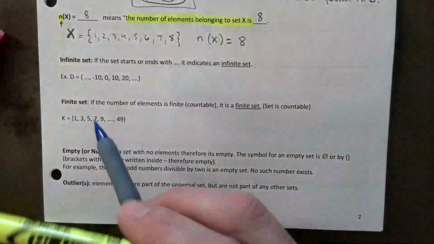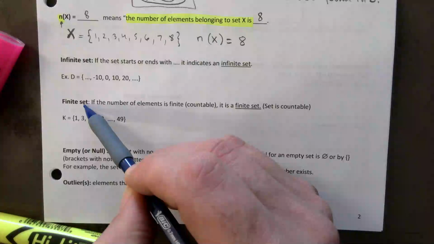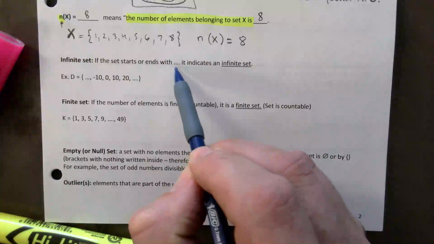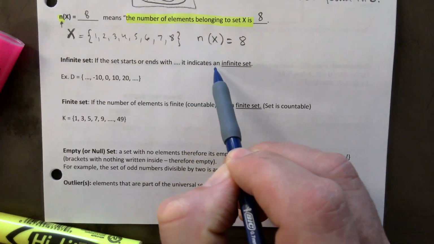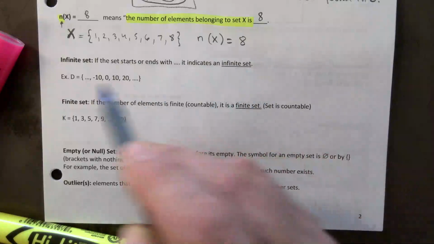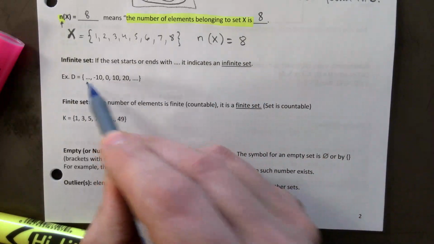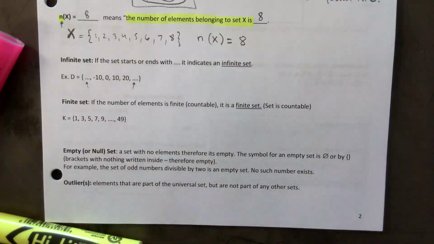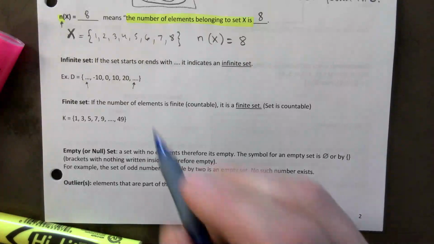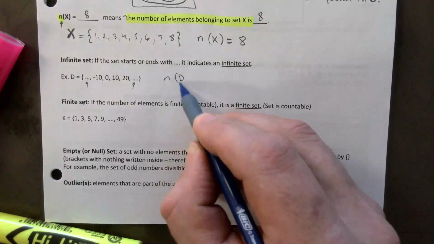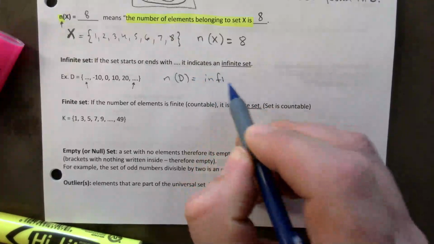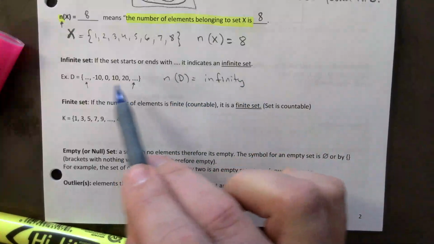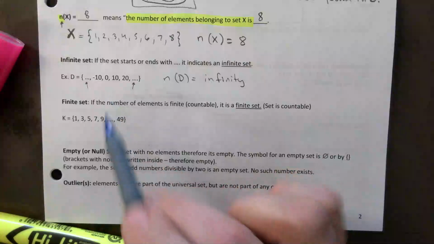Next, we have the difference between infinite and finite sets. An infinite set is a set that starts or ends with a ... It indicates an infinite set. Because of this and because of this, it just never ends either way. It's just not going to work out. Okay? So n of D is just infinity. You can't come up with the number of elements for this set. It's just infinity.